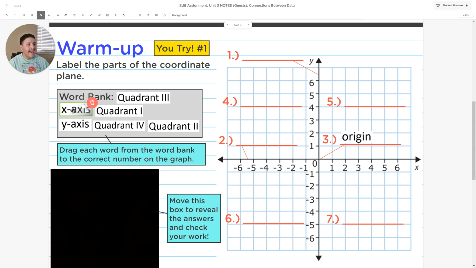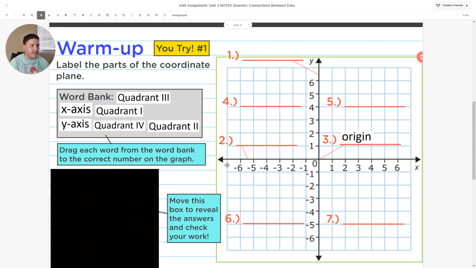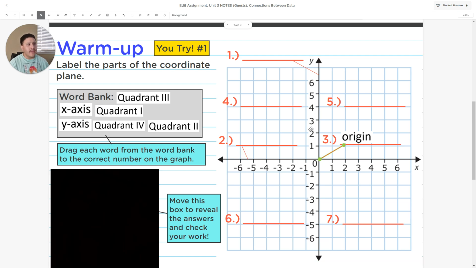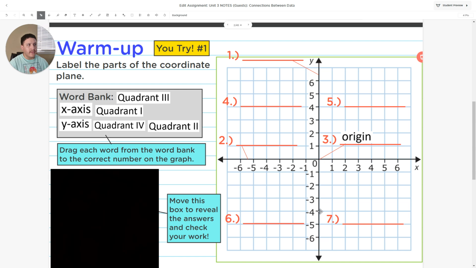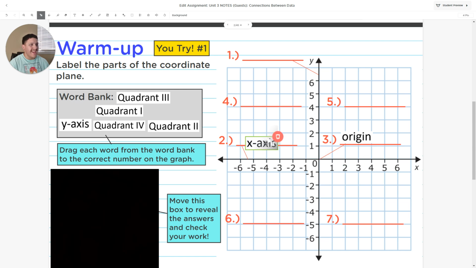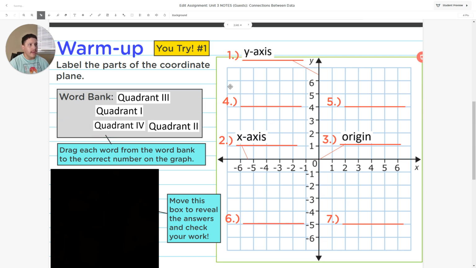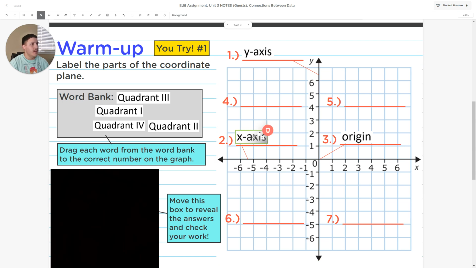For the x-axis, that is usually the left and right axis. We have two of them. This one right here, this horizontal axis, and then the vertical axis, the y-axis, is going up and down. So the one that is going horizontal is what we call the x-axis, which is number 2. And then, like we said, number 1 is the y-axis.